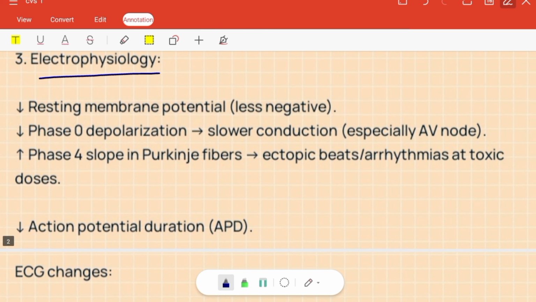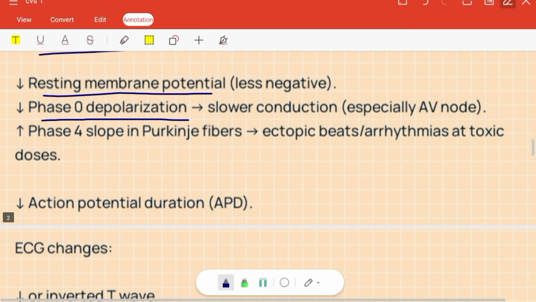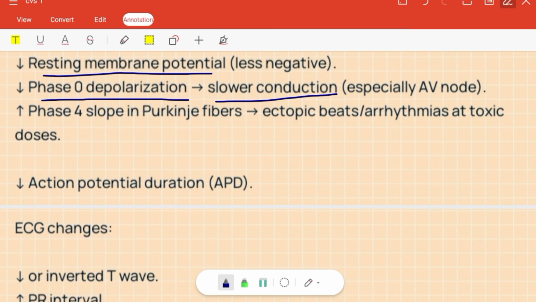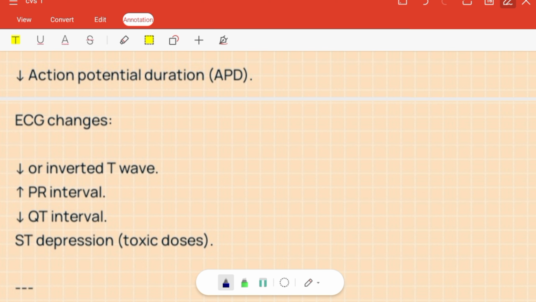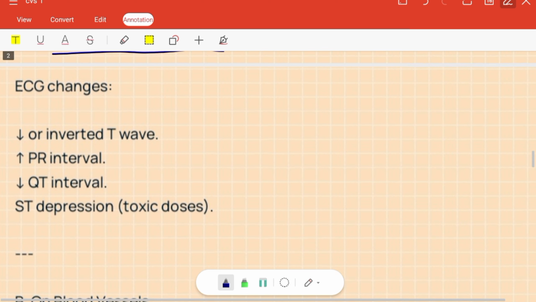Next is electrophysiology. It causes a decrease in RMP, as well as a decrease in phase 4 depolarization. So it causes slower conduction, and it increases the phase 4 slope in the Purkinje fibers, which causes ectopic beats, which means that rhythms are not only from the SA node, they also arise from other parts of the heart. So that is the ectopic beats, which may lead to arrhythmia. On the whole, it decreases the action potential.